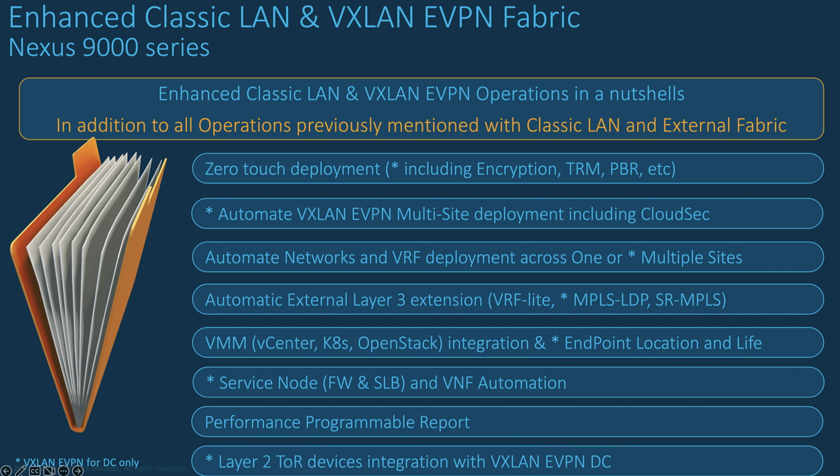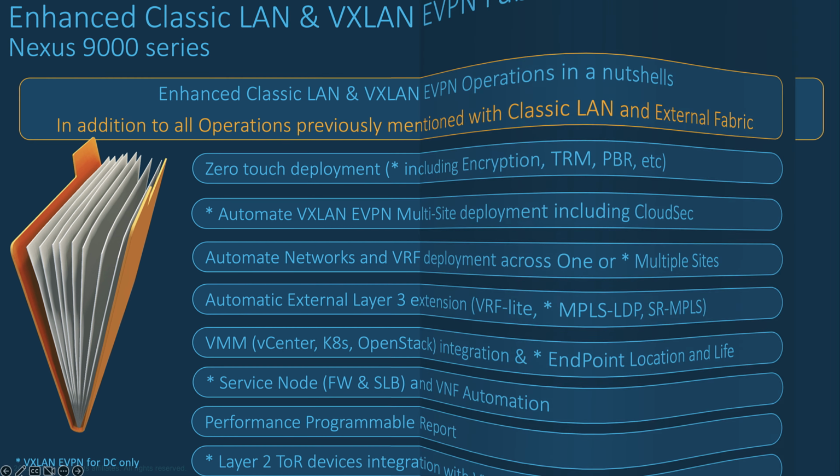And finally, you can automate the configuration of uplinks, port channels, and vPC between the layer 2 top of rack and the leaf node that belongs to a VXLAN EVPN fabric for the data center. And this offers a single point of management. The layer 2 top of rack is seen fully integrated as part of the parent leaf nodes.